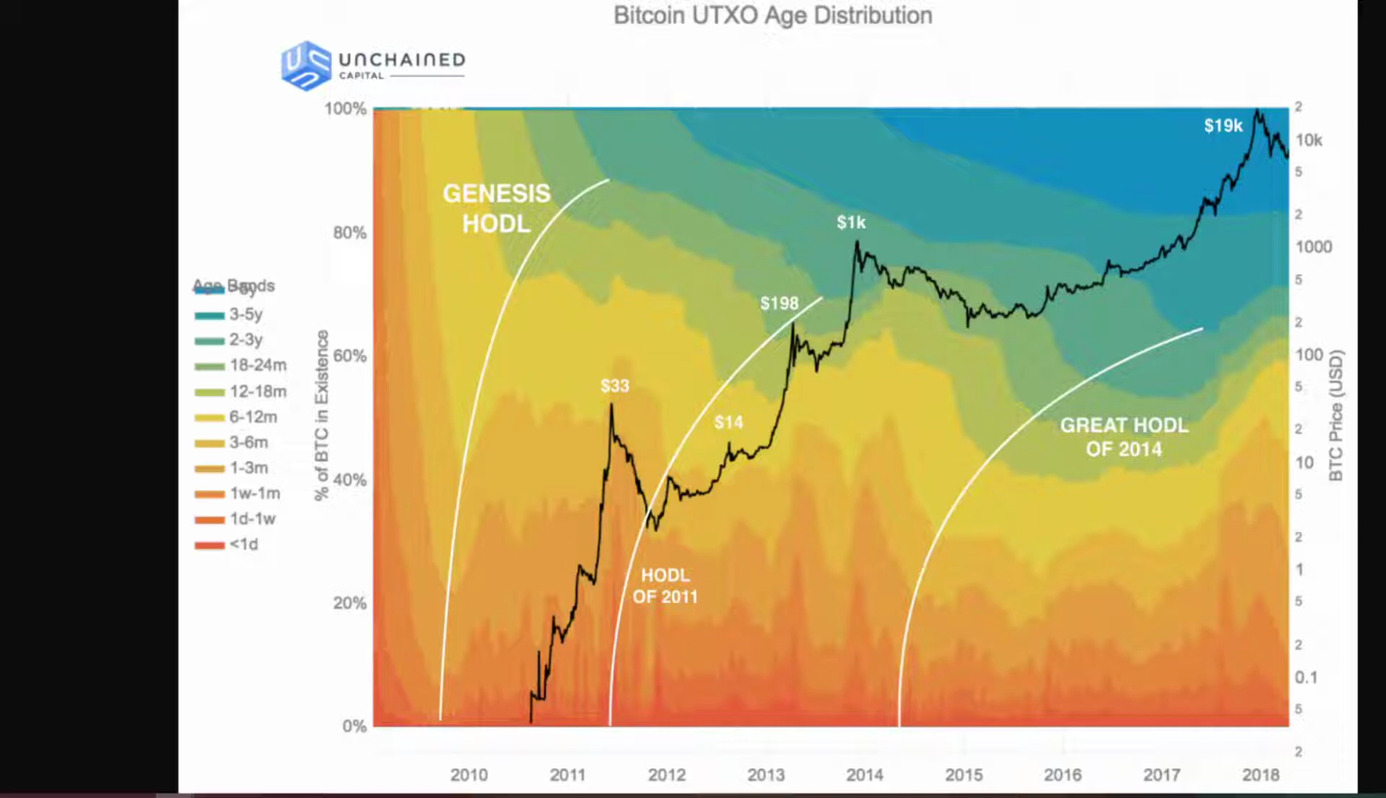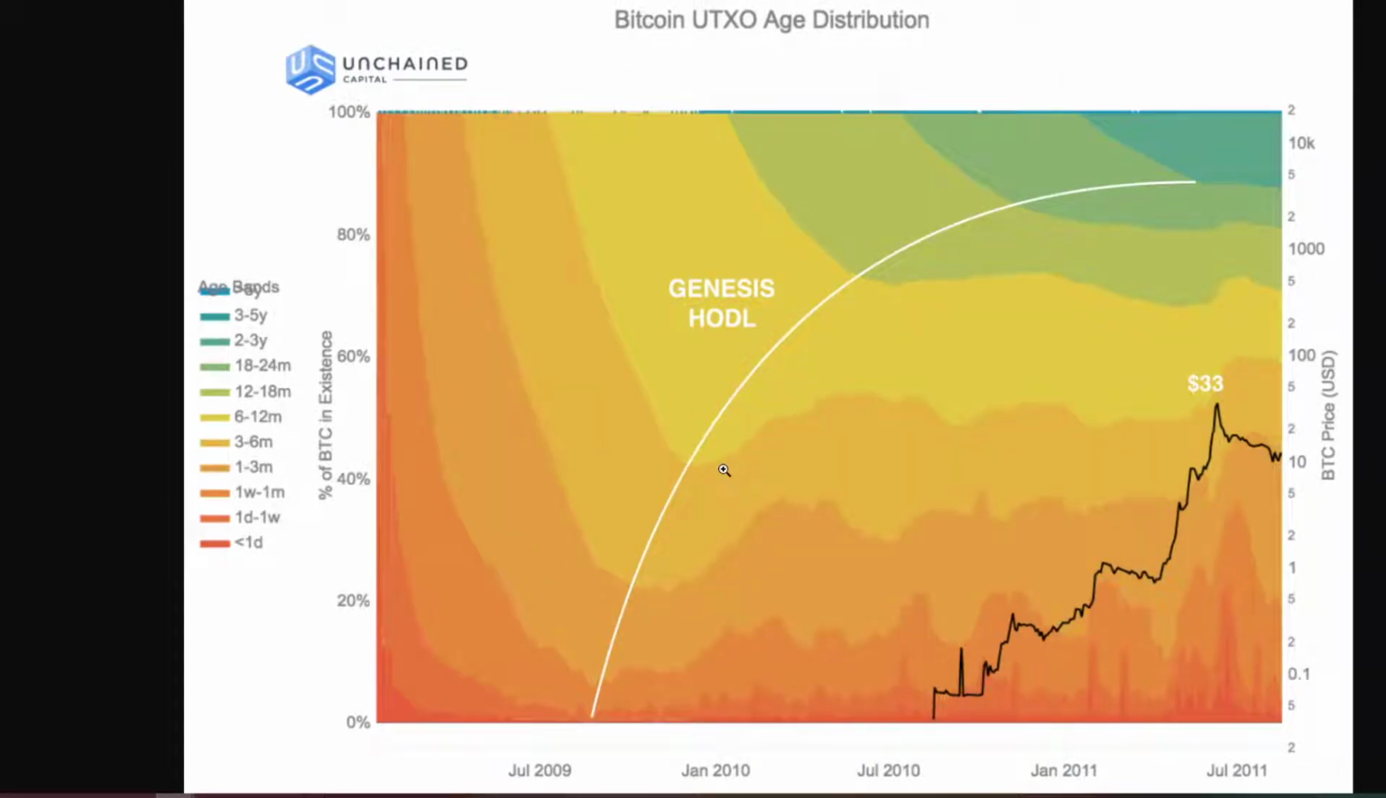So let's take a look at the Genesis HODL in particular, zooming in a little more here. The first HODL wave, the Genesis HODL, was not caused by a price rally in Bitcoin because Bitcoin had no price at this time. Instead, it was caused by the initial acquisition of Bitcoin by Satoshi and the other first miners. During the first year of Bitcoin's history, the community was extremely small. Transaction volumes were low, and there were no exchanges to establish the US dollar Bitcoin price.